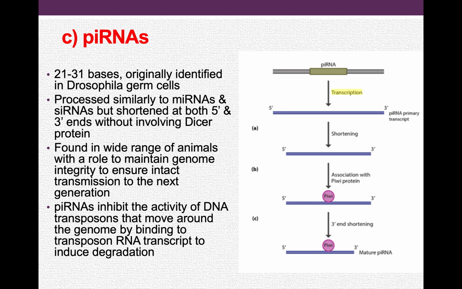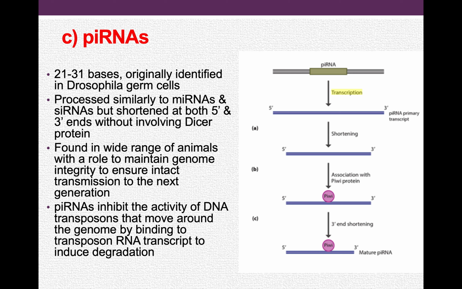It was originally identified in Drosophila germ cells, and the process is basically similar to both microRNAs and small interfering RNAs, but shortened at both the 5' and 3' ends. This doesn't involve the dicer protein. They are shortened during the transcription process. How exactly is still being investigated, but it doesn't really involve the dicer protein.